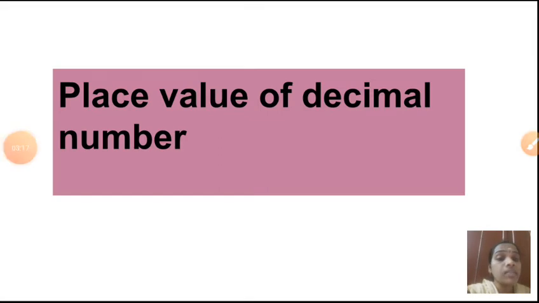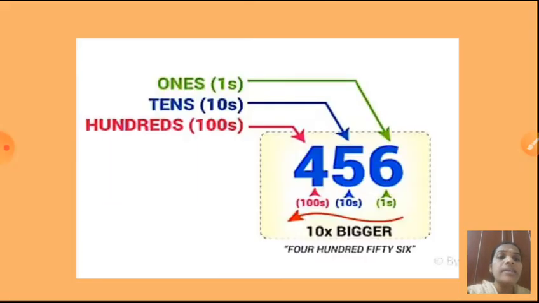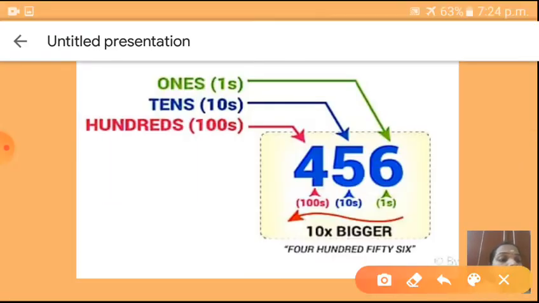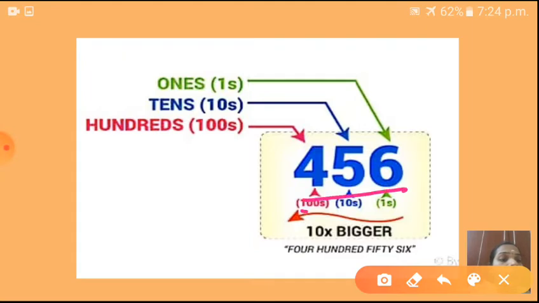So children, next we will study the place value of a decimal number. You know the place value of a number, isn't it? But the place value of a decimal number you already studied in your 5th standard. Once again I would like to recall here. Okay children, see here, this is one number I have given, and there is no decimal point. How can you read this number? 456.